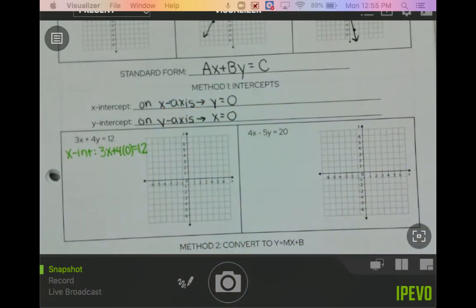So see how I just wrote the equation again, but I made y 0? Do I have to put the x-intercept thing? You don't. Can I just put x? You can also put that on the line below if you don't want to. You can just put x.